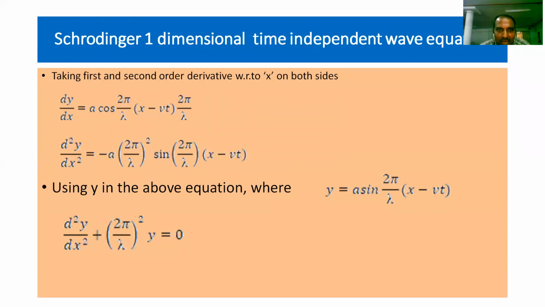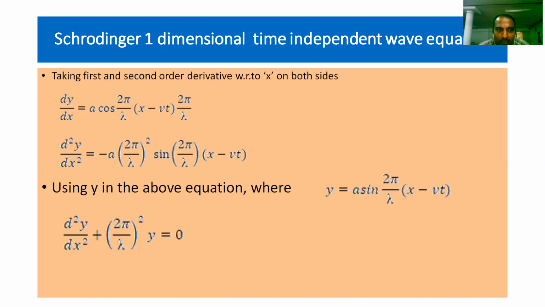Taking the first and second order derivatives with reference to x on both sides. Why is this type of differentiation required? We have to convert a plane wave into complex wave notation in terms of quantum mechanics, because in quantum mechanics, complex waves, de Broglie waves, or matter waves exist. But here we are taking the plane wave equation. That's why we need to convert such a plane wave equation into the complex notation.